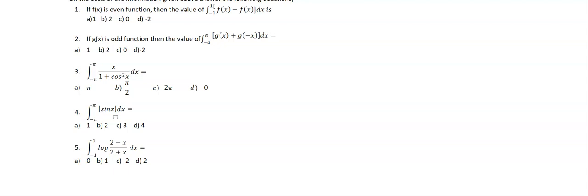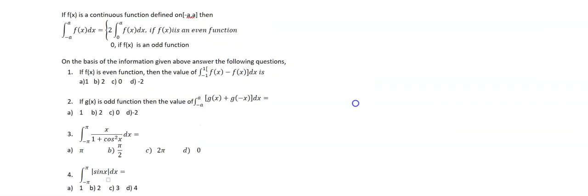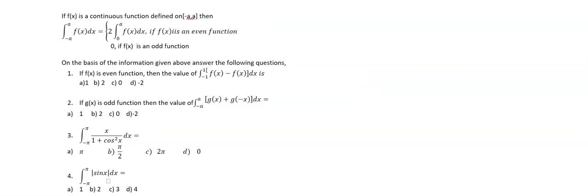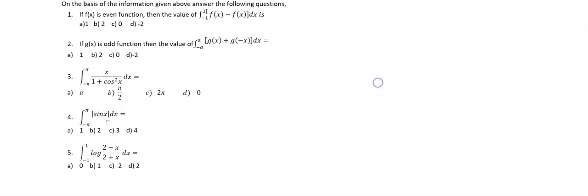Now, given that g of x is an odd function, it is clear from the given condition that it will be 0 if it is an odd function. So the integral value will be 0. That is, C is the correct option. Now, let us go to the third question. Integration of minus pi to pi x by 1 plus cos squared x dx is equal to a pi, b pi by 2, c 2 pi, d 0.